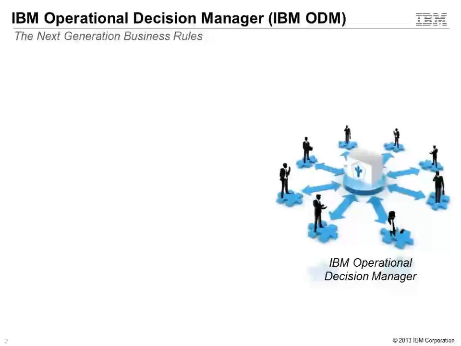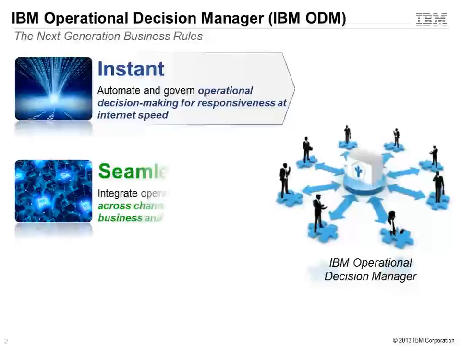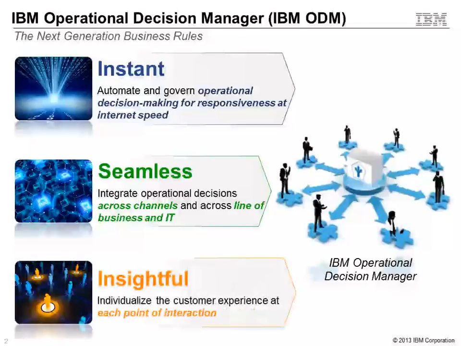IBM Operational Decision Manager is the next generation business rules supporting the three smarter process pillars. ODM is instant and able to automate and govern business decisions for mission-critical applications, making decisions at internet speed. ODM is seamless, integrating operational decisions across various channels and across line of business and IT. ODM is insightful and can personalize individual decisions using any available information or customer data.